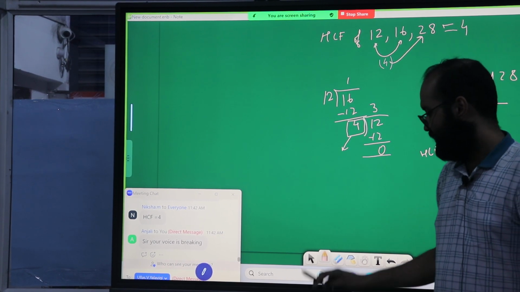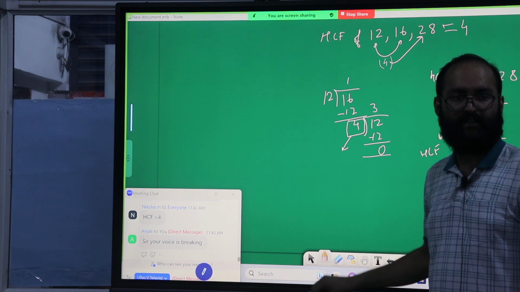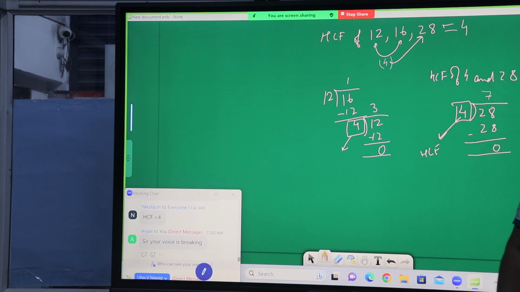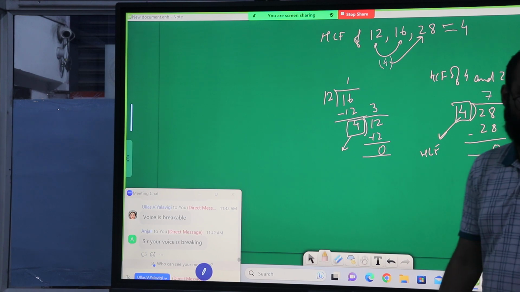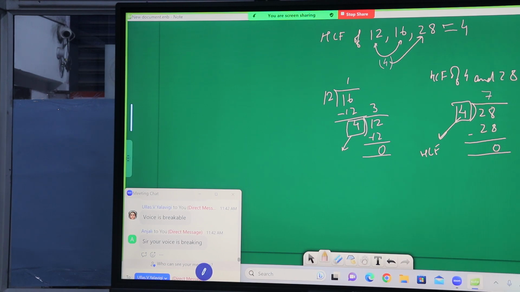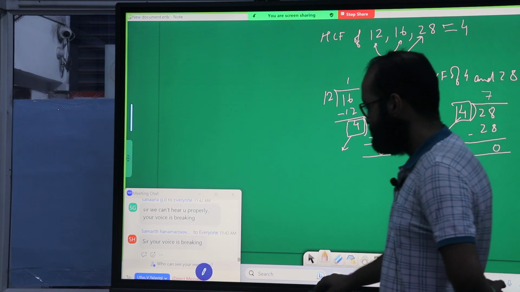Clear? Is it clear to everyone how to find the HCF of 3 numbers? Prabhu, can you see the board from there? Prime factorization takes some time, isn't it? Is it clear to everyone? HCF and LCM, new students? Yes, sir. How to find it for 3 numbers?